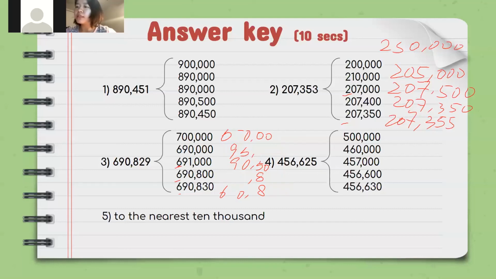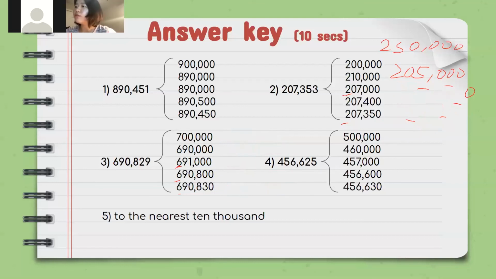Okay, and let's take a look at our last one. Let me erase this really quick. So for this number, 456,625, for the 100,000 place value, the midpoint will be 450,000. And this number is greater than the midpoint, so we round it up to 500,000.